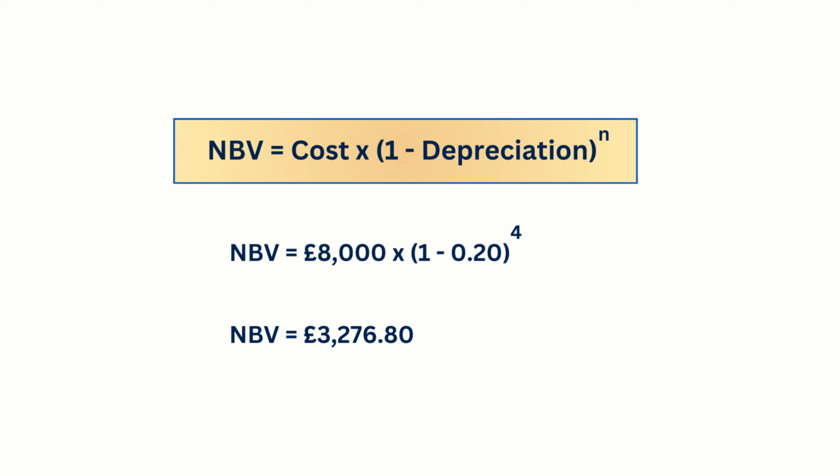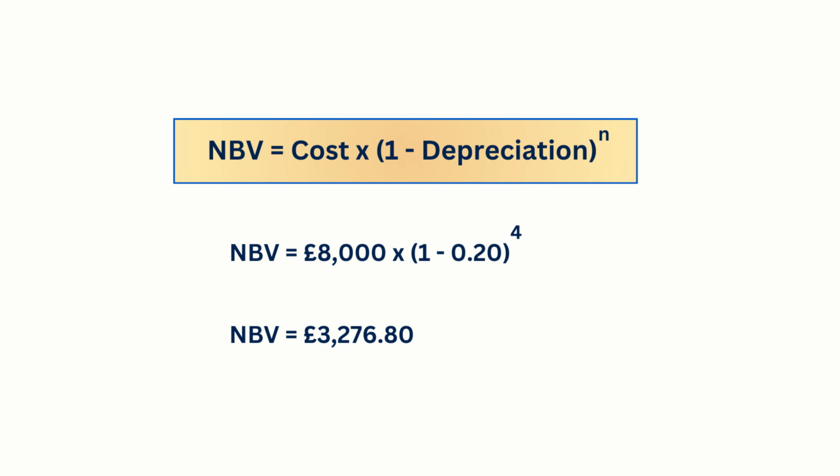This slide now shows a shortcut formula that allows us to find the net book value after a number of years in one calculation. This formula helps us understand what is really happening with reducing balance depreciation. Net book value equals the original cost of the asset multiplied by 1 minus the depreciation rate raised to the power of n, which represents the number of years.